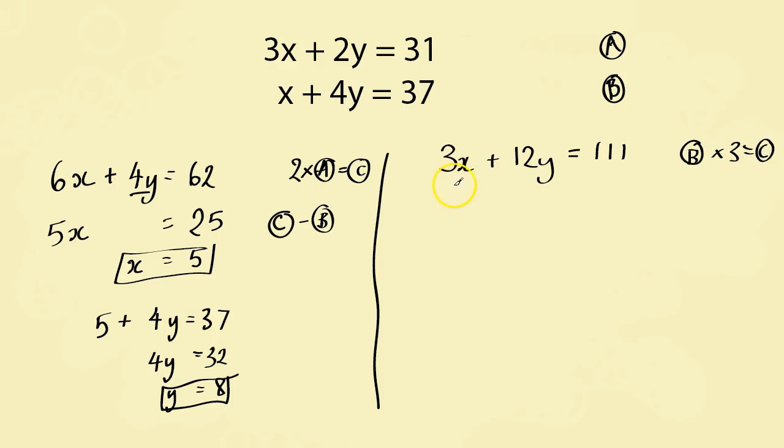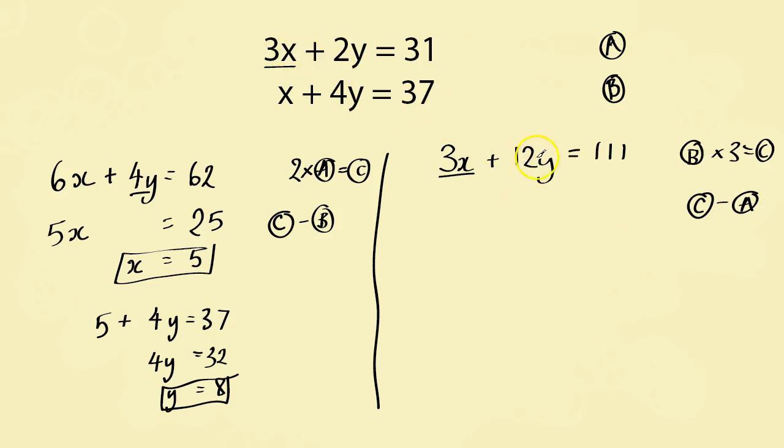Okay, so I've got a match between equation C and equation A. I've got a match in x's. So I'm going to again look at my y's. Do I want to do C take away A or A take away C? Well, 12 take away 2 leaves me with positive 10, so that's what I'm going to go with. C take away A.